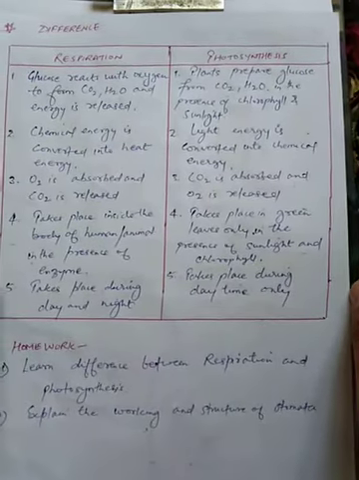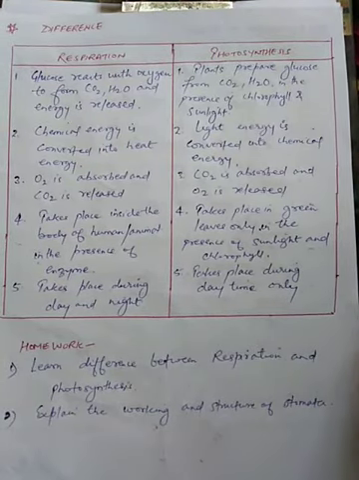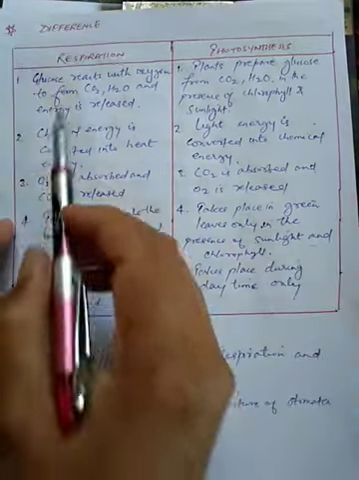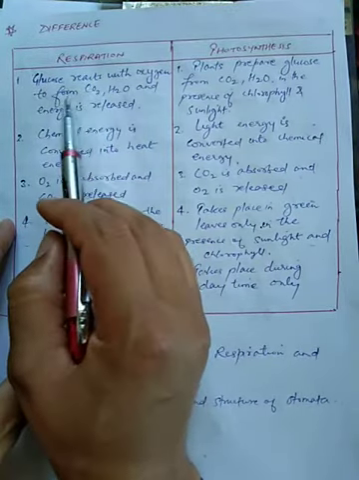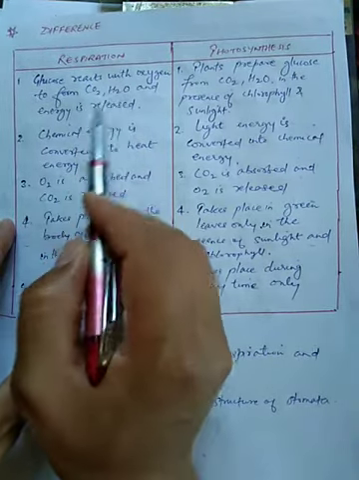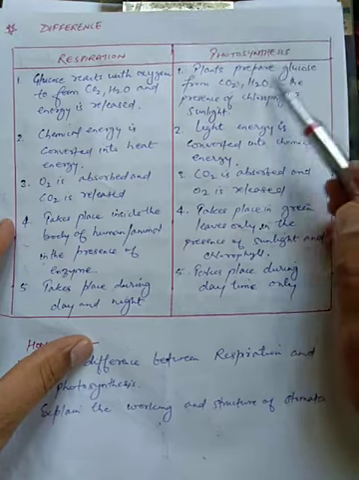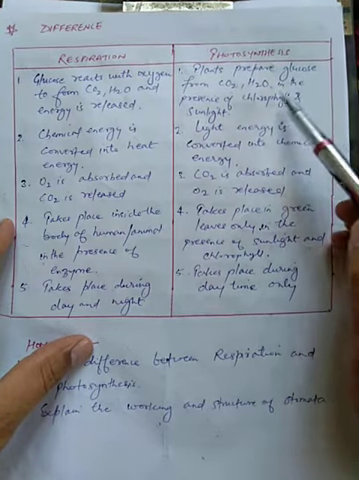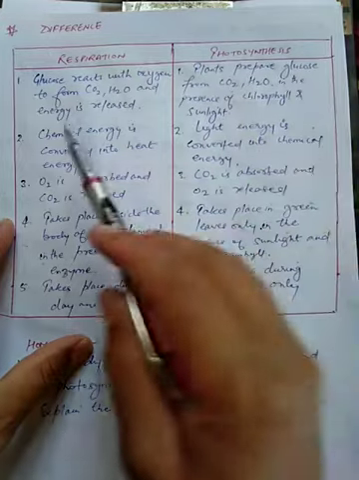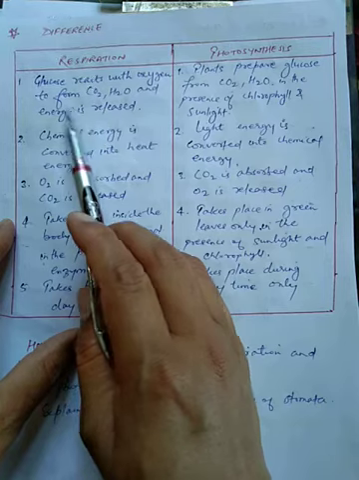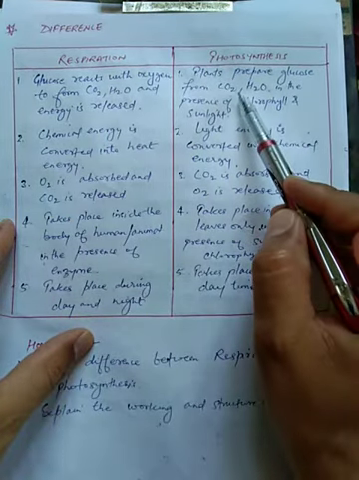Now students, the next topic is the difference between respiration and photosynthesis. This is the last topic of this chapter. So you can see here respiration. In respiration, glucose reacts with oxygen to form carbon dioxide and water, and energy is released. But in case of photosynthesis, the plant prepares glucose from carbon dioxide and water in the presence of chlorophyll and sunlight. So you can see here glucose is being utilized and here glucose is being prepared.